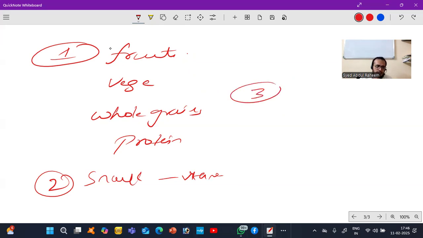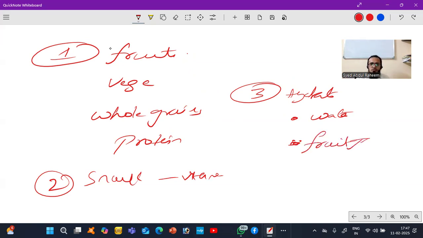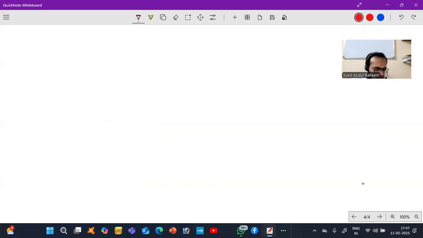In the third, hydration. In hydration, first you have to advise water. Water is the main source of hydration. Or sometimes you can advise fruit juices. So these are the three things you need to add for children. So how can you add them?